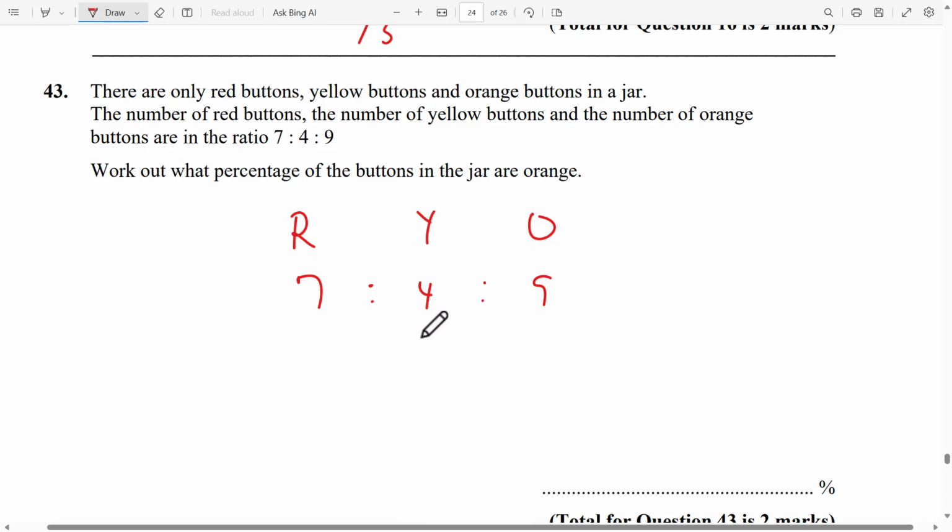So what I think we can do is add up the ratio. If you add 7 plus 4 plus 9, I think that's going to give you 20, right? So what you do is take the ratio for orange, which is 9, and you do 9 over the total sum, which is 20, and then multiply that by 100%. And of course, 20 to 100 is 5, and 5 times 9 is 45%.